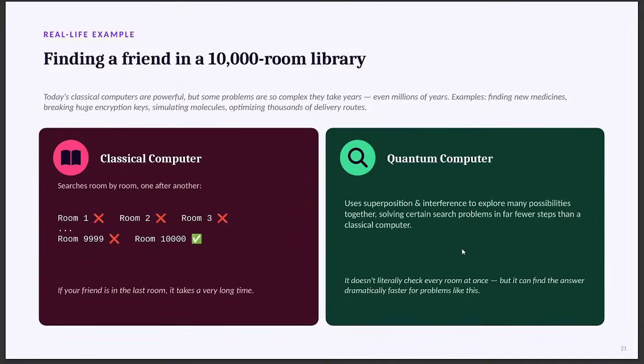And I'm not saying it literally opens 1,000 rooms at the same time, but that is a common misunderstanding. Instead, it explores many possibilities together using quantum mechanics. So this allows certain such problems to be solved with far fewer steps than a classical computer. So quantum computers don't magically know the answer. They simply use completely different methods of searching.